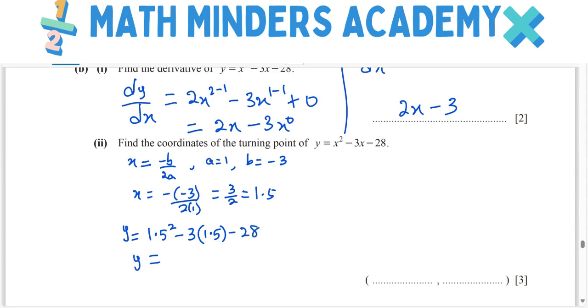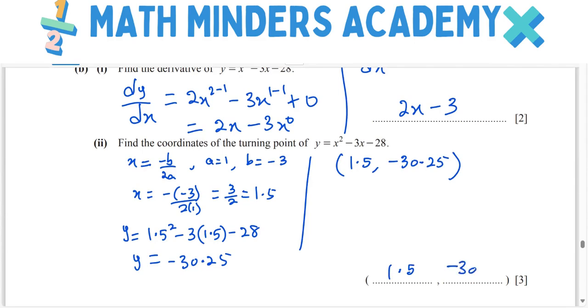And that is going to give us minus 30.25. So this is the coordinate of the turning point, 1.5, comma, minus 30.25. So we enter it here, 1.5, and this is minus 30.25.